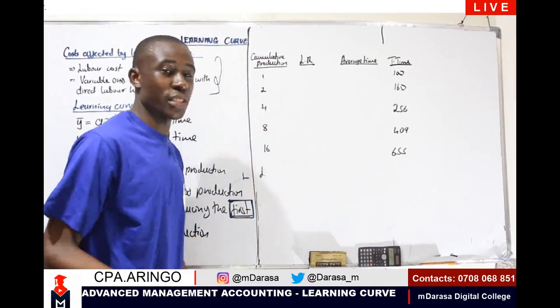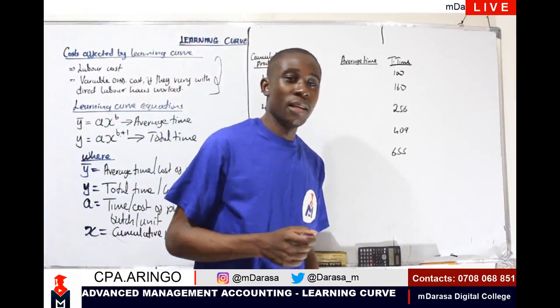You are given the total time or cumulative time. Then the examiner will require you to determine the component of learning rate. You are asked to determine the learning rate. How will you go about determining your learning rate?